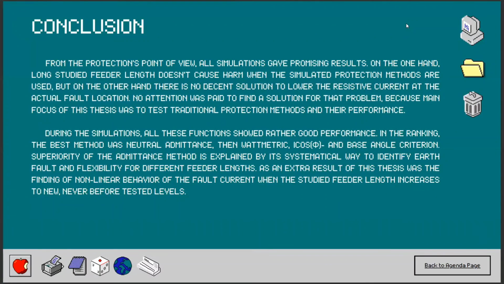The best method was the neutral admittance protection method. Then watt metric is next, followed by I cosine theta and base angle criterion. Superiority of the admittance method is explained by a systematic way to identify earth fault and flexibility for different feeder lengths. As a next result, a finding of nonlinear behavior of the resulting fault current when the studied feeder length increases to never before tested levels.